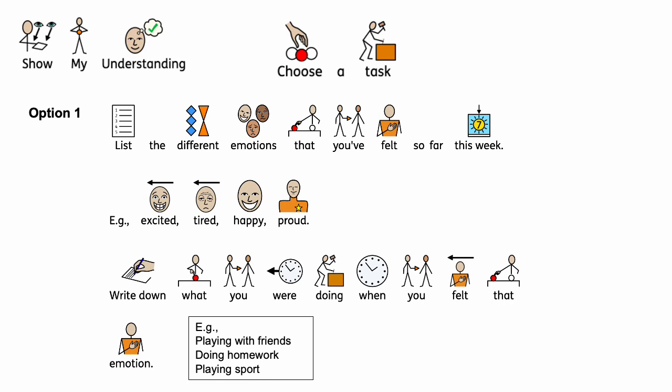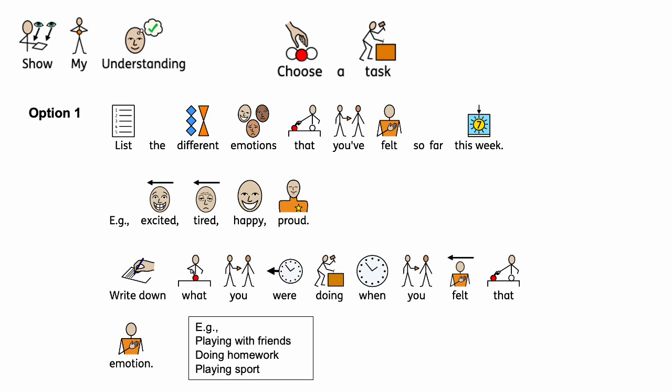This is the part of the lesson where you will choose an activity that will help you to demonstrate or to show your understanding, to show what you have learned about puberty during this lesson. So you can choose from option 1, 2 or 3.